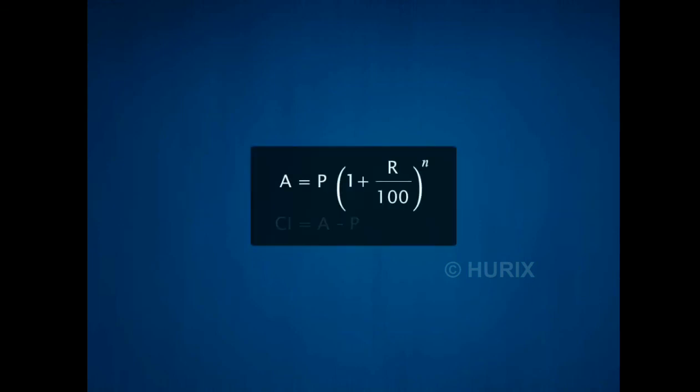We have learnt that when the interest is compounded, the amount is calculated with the formula given here. Now, using the formula, let's try to solve a few problems.